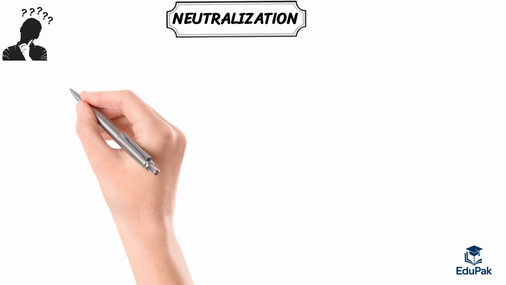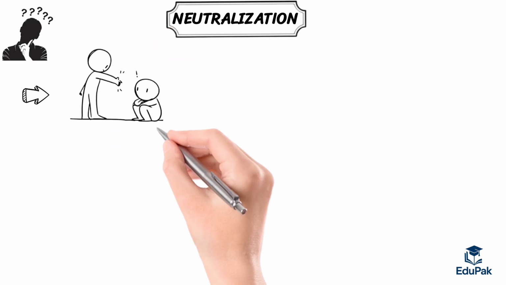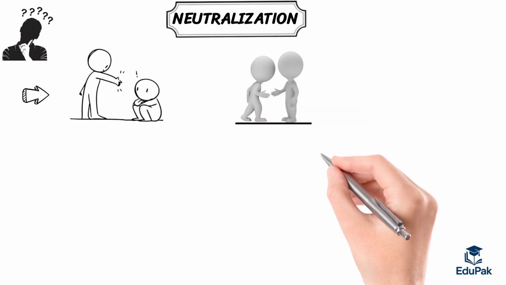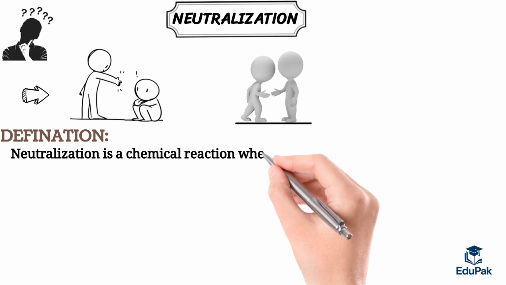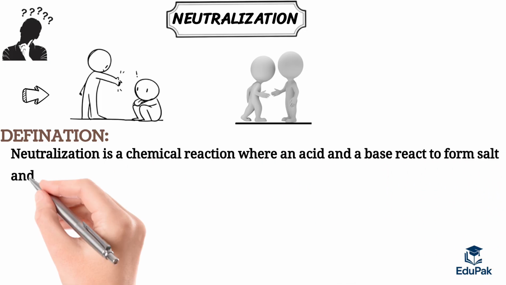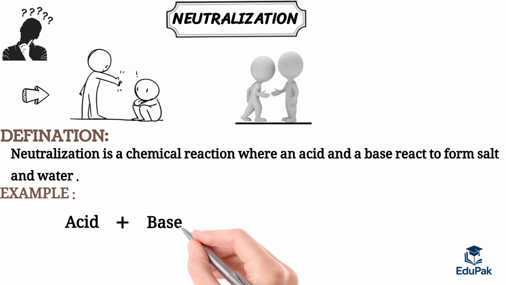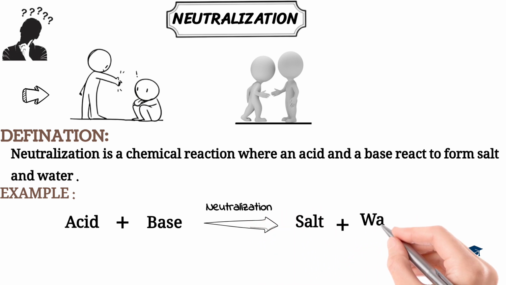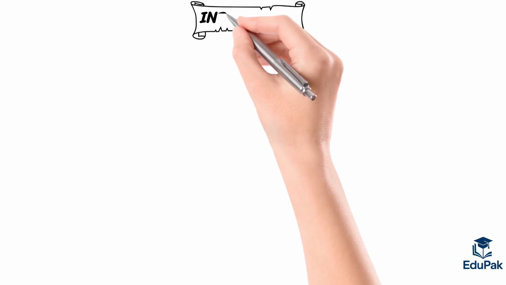Neutralization, the peace treaty. Students, have you ever wondered how salt is formed? Well, imagine two friends starting an argument, but in the end, they make up and become friends again. That's exactly what happens in chemistry. So, the definition is, neutralization is a chemical reaction where an acid and a base react to form salt and water. Example, acid plus base, peace treaty, salt plus water. It's like the acid and base stop fighting, shake hands, and agree to coexist peacefully, leaving behind salt and water as their friend.